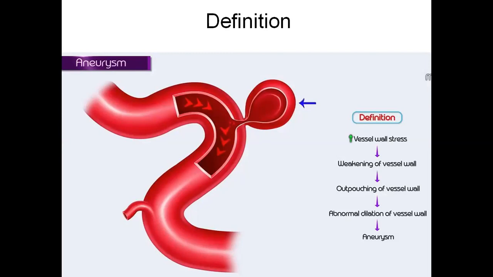As you can see in this diagram, there is an outbulging, there is a continuum of the vessel wall, and at a particular point, a bulging point which is marked by a blue arrow.